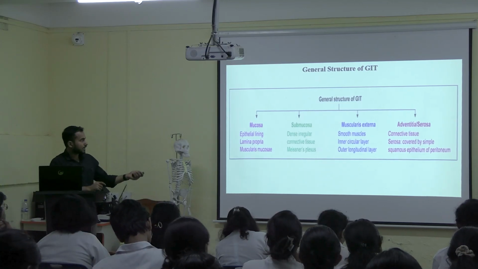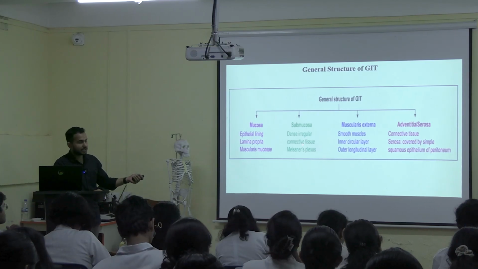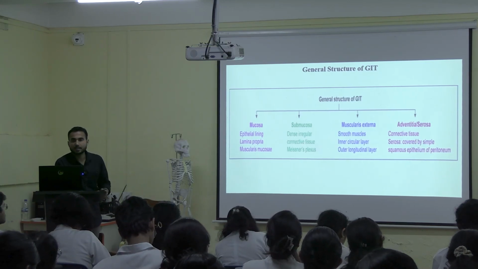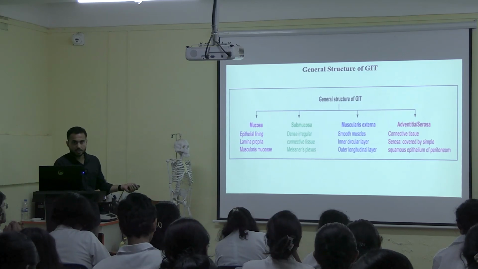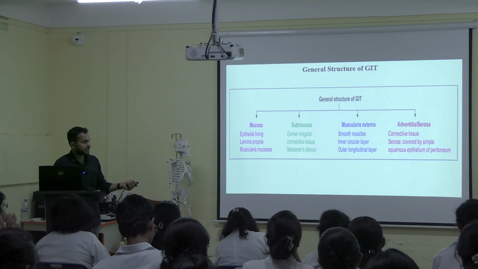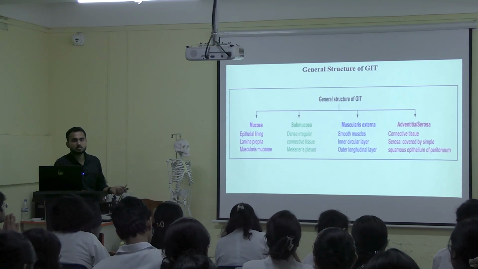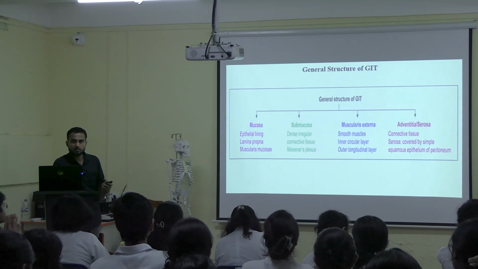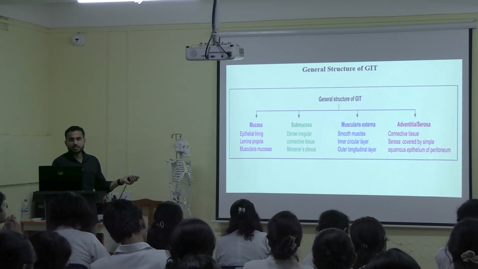Next, submucosa. Mostly in submucosa, dense irregular connective tissue is there, and along with that a nerve plexus is present, and that is called Meissner's plexus. Anyone, have you heard about this Meissner's plexus? Someone is saying yes, someone is saying no. Yes, I know you have heard about Meissner's plexus. What is the function?